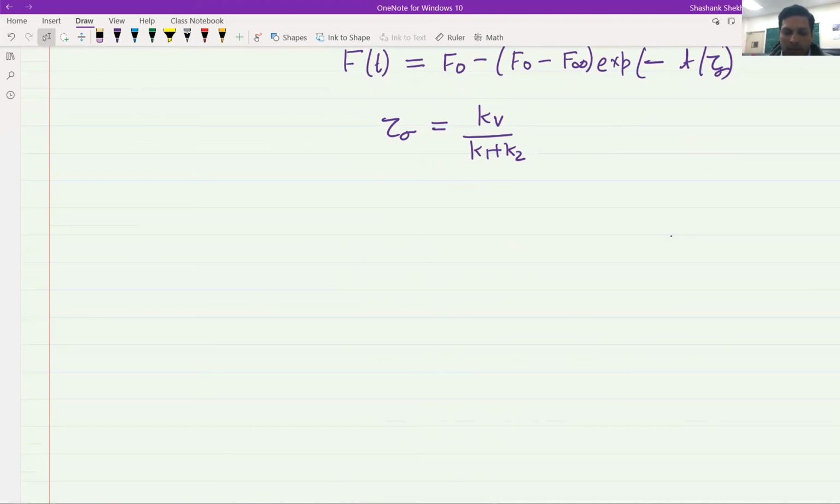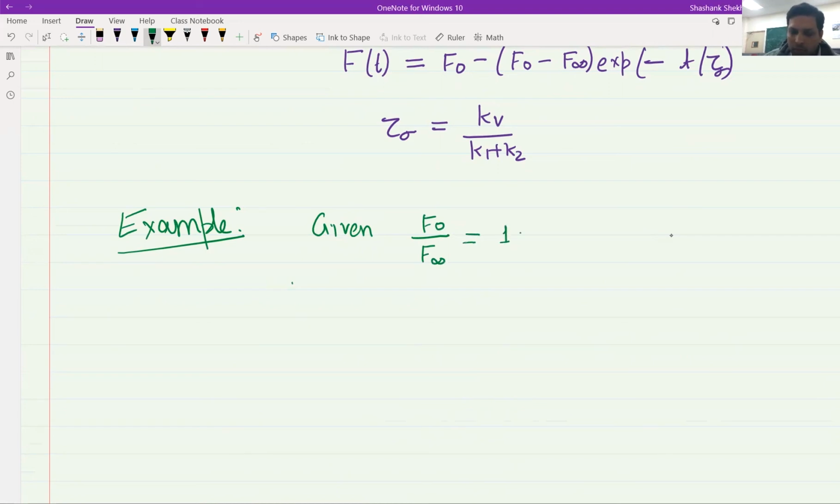Now to sum it up, let's quickly solve one simple problem which will give us some idea about the relation between K1 and K2. It is given that F0 by F infinity is equal to 1.02, and you are asked to find tau E, the strain relaxation time, by tau sigma, the stress relaxation time.